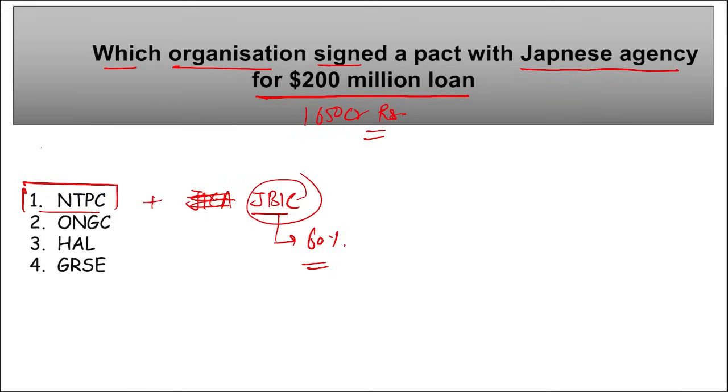Correct? If we talk about NTPC, who is the chairman and managing director here? Gurdeep Singh. Where is the headquarters? New Delhi, and it was established in 1975.